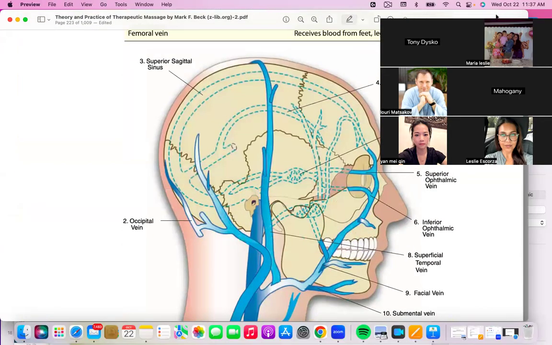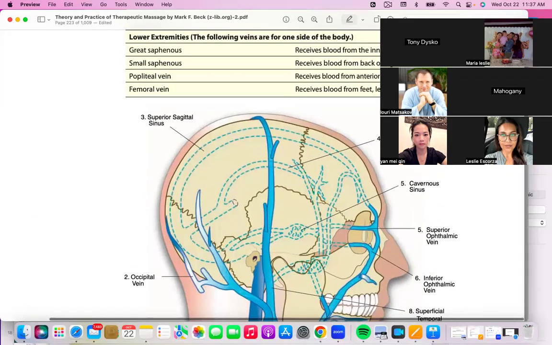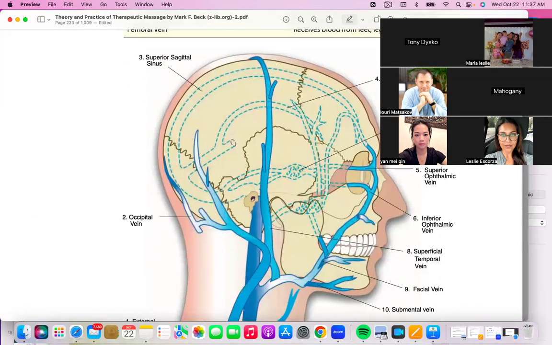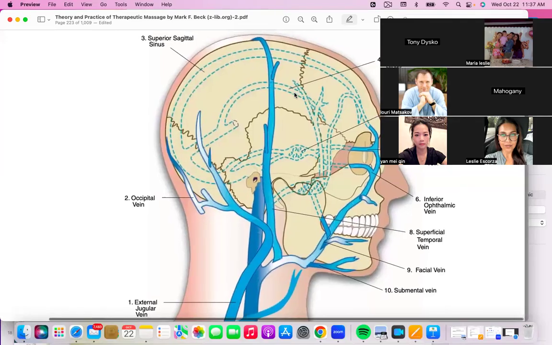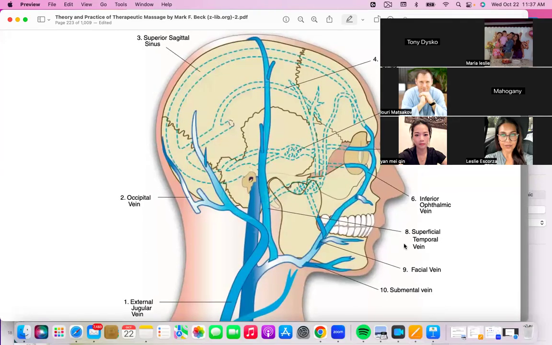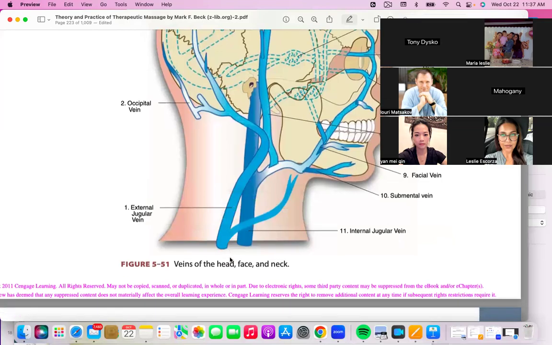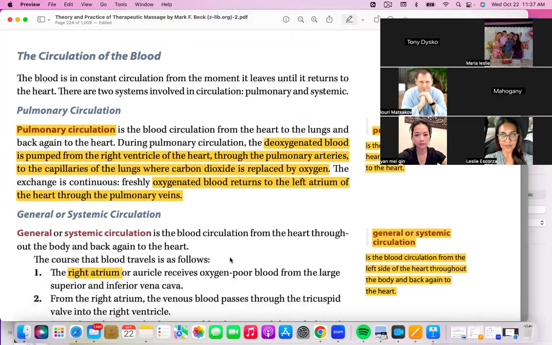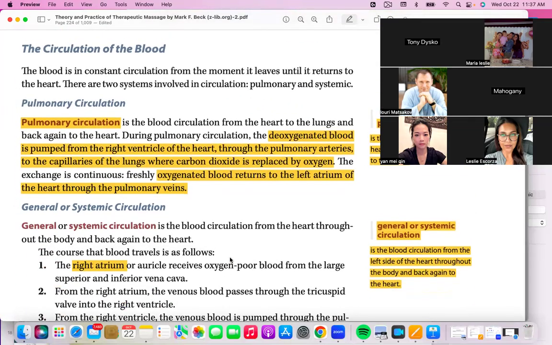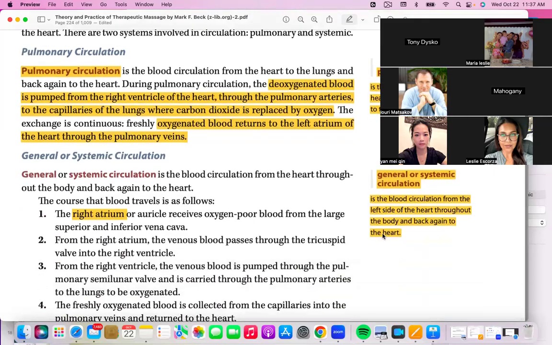And we can see here the veins. Same story: the occipital, the temporal, the facial. Instead of carotid, we have jugular, kind of the same. We talked and I showed you the circuit of the blood, but they will ask you what's the difference between the pulmonary circuit and the general systemic circulation, okay?